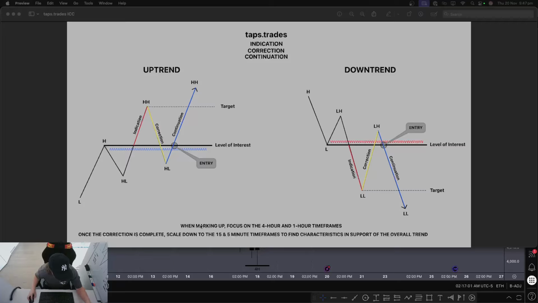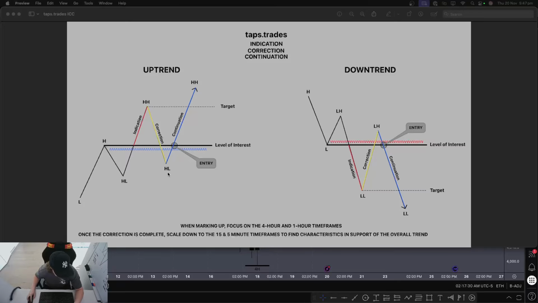Now we scale down to the 15-minute and the 5-minute time frames to find the characteristics that support the overall trend. The example we're running through is looking for characteristics of an uptrend, but now on a 15-minute and a 5-minute time frame. From this point onwards, we're looking for an entry above our level of interest, which is this previous high here, and for characteristics that support the overall trend.